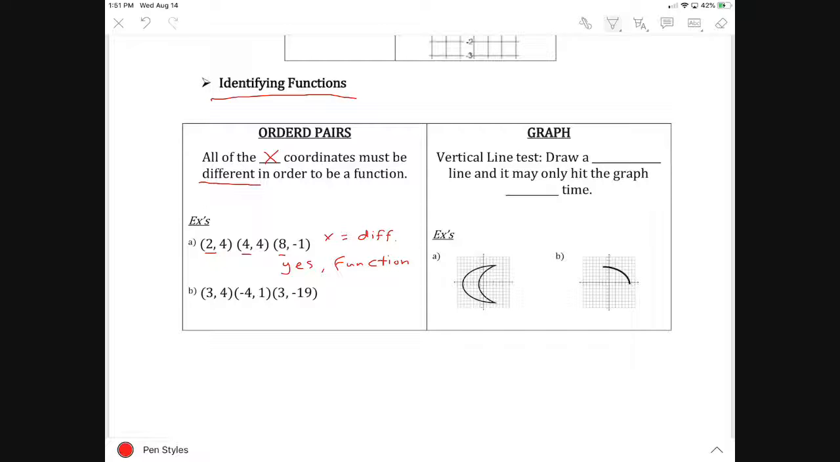So what about example B? We've got 3, -4, and 3. Well, that means not all of our x's are different, which means no, it's not a function.